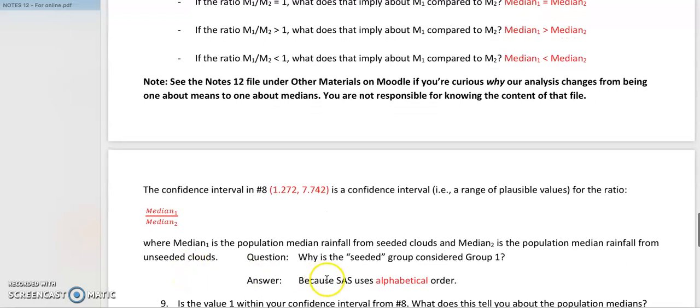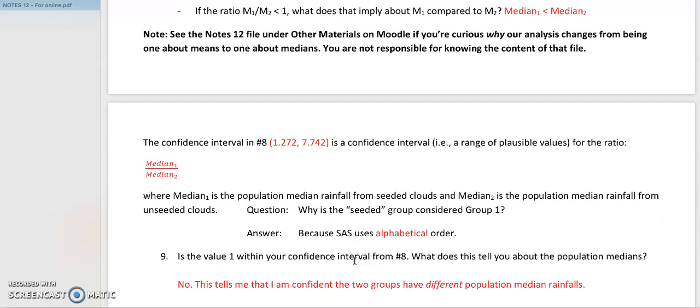And one thing that's worth pointing out is that whenever you run something in SAS and you have two groups, SAS is going to put those in alphabetical order. So because seeded comes before unseeded, SAS makes seeded our group 1 and unseeded our group 2.